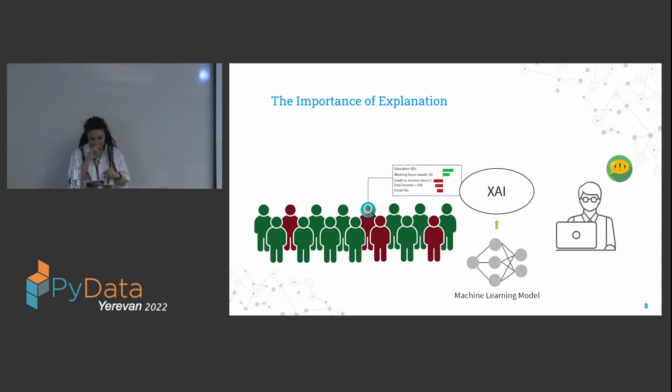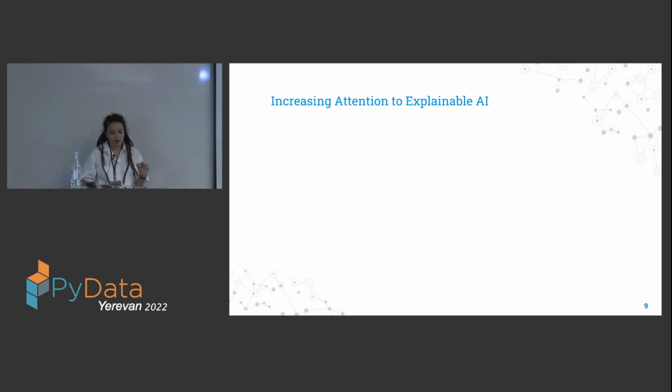So basically, we can imagine explainable AI techniques are kind of local feature importances for each of the applicants in terms of the features. Moving forward, I want to show how attention has increased towards explainable artificial intelligence in the recent decade.